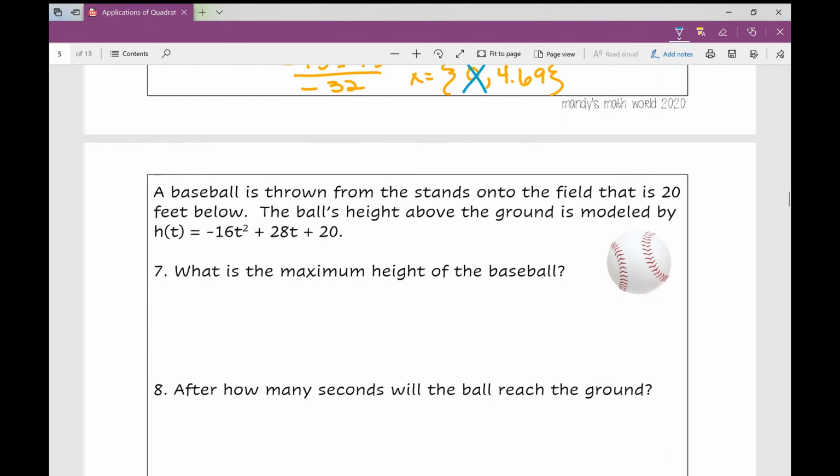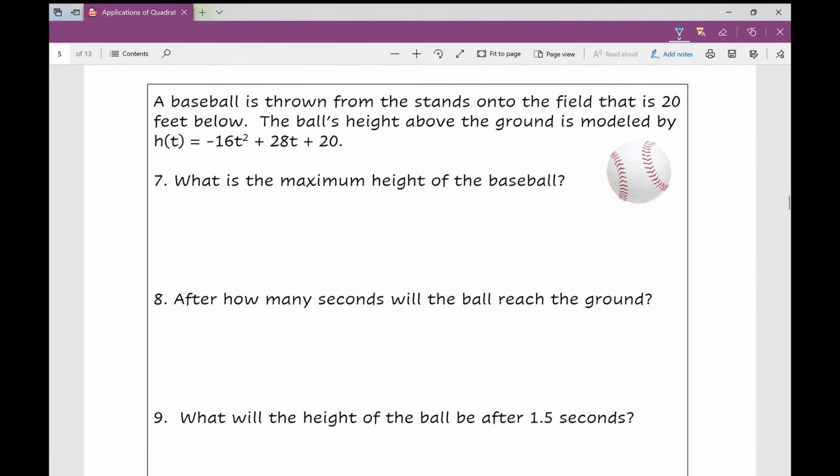So let's do one more example. I'll try to move fast through this. A baseball is thrown from the stands onto the field that is 20 feet below.